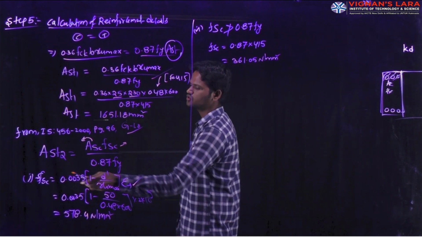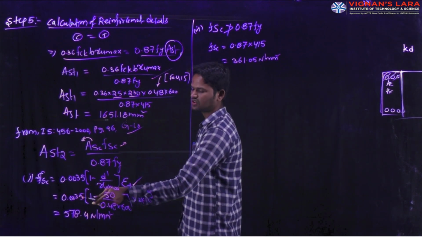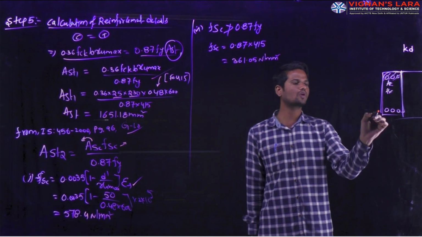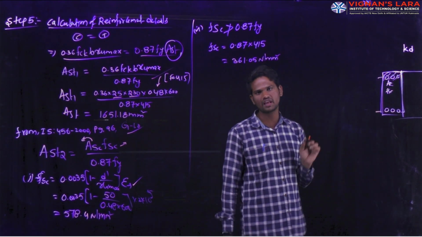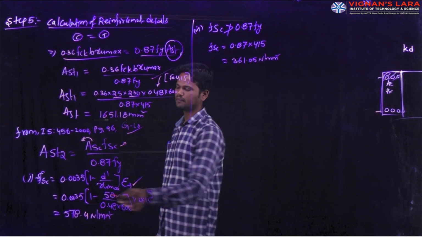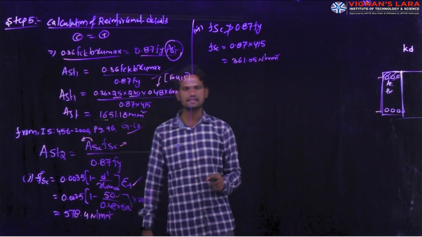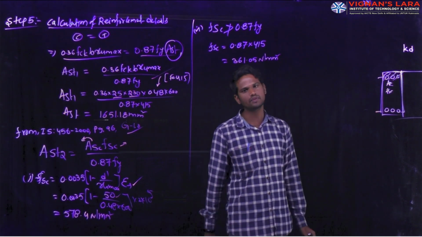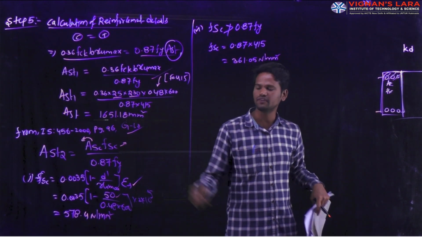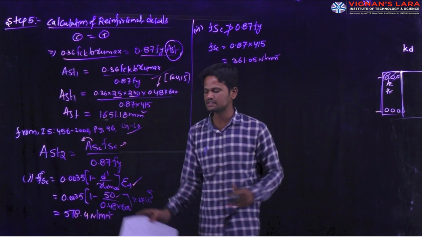FSC equal to 0.0035 into 1 minus d dash by xu max, where d dash is the effective cover we are providing to the beam. That effective cover we are taking as 50 mm. So 0.0035 into 1 minus 50 divided by xu max. Xu max is nothing but the limiting depth of the neutral axis, equal to 0.48 into d, where d is the effective depth of the beam. That effective depth we are taking as 600 mm.